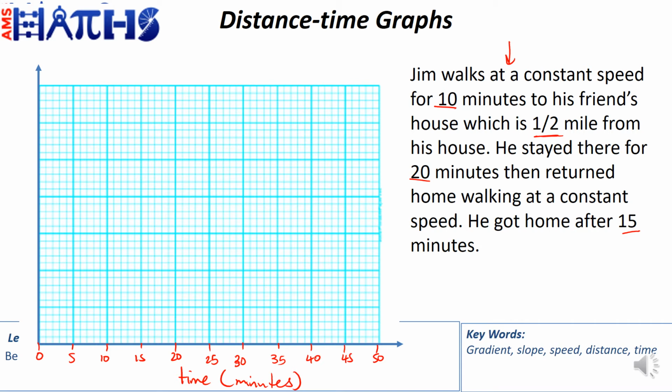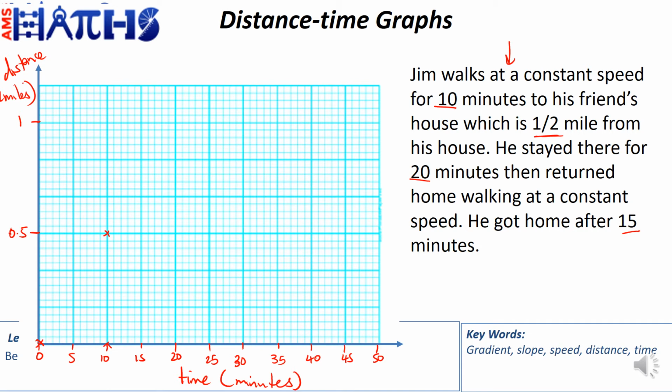So this should be okay if we do the distance in miles, and then that would be 0.5 of a mile, and so that would be 1 mile. All right. So it says that from his house he would have traveled at a constant speed for 10 minutes, and that would take him to his friend's house, which is half a mile away from his house.